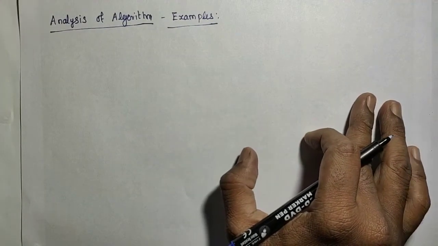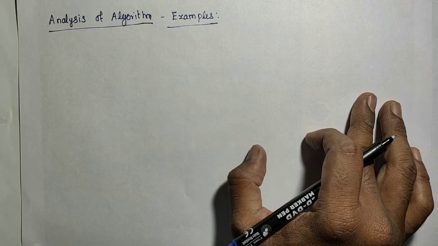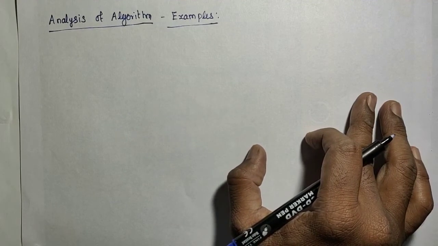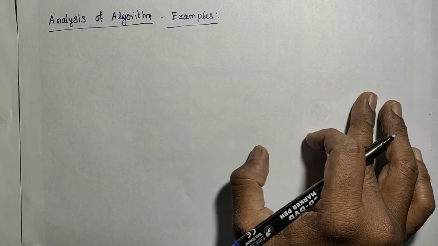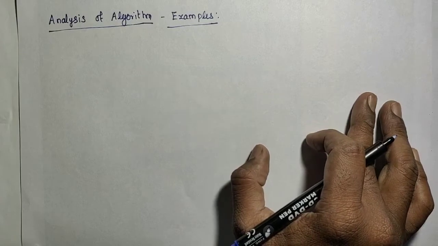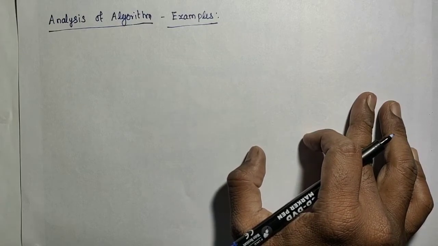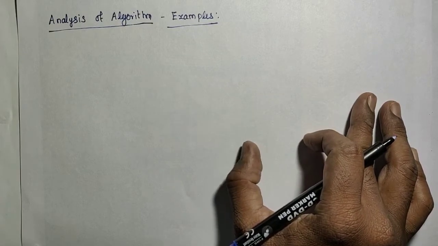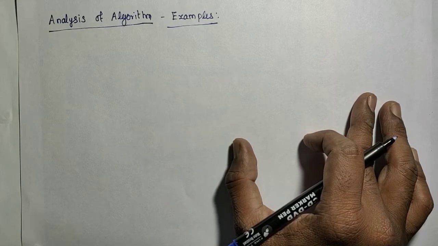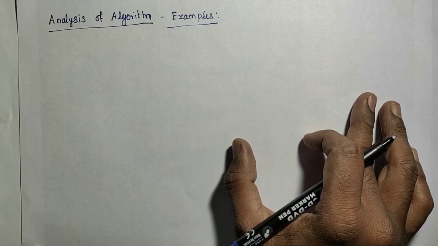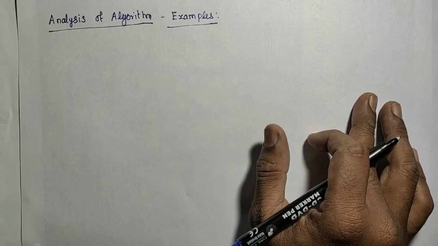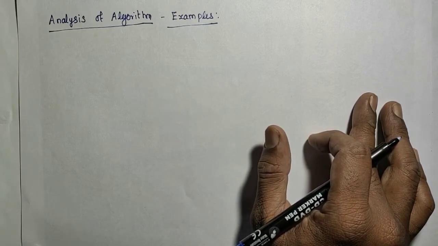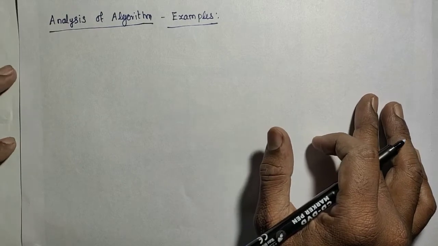In this session, we will discuss some more examples for analysis of algorithm. In the previous video, we discussed the example for analyzing the algorithm for the sum of n numbers. Here, how do we analyze the algorithm if it contains nested loops, or if the loop contains branching statements? How to analyze these algorithms? In that view, we will discuss some examples.